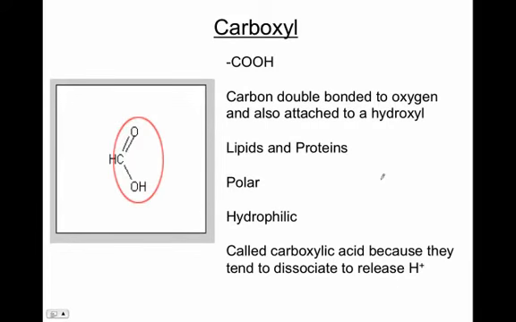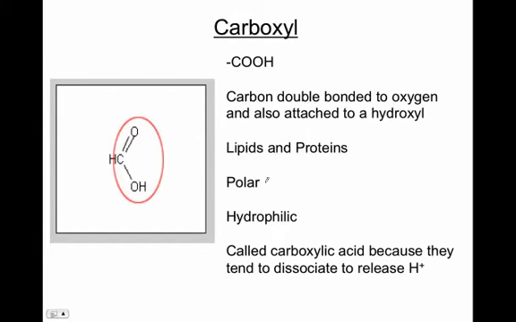Okay, next functional group is called a carboxyl group. This is a very important functional group. This is carbon double bonded to oxygen and also to a hydroxyl group. So we're seeing here the carbon double bonded to oxygen like we had with the carbonyls, and then the addition of a hydroxyl group. These are going to be present in lipids. They form what we call the polar head on a fatty acid molecule, and then also we find them in proteins. They're a major part of the construction of an amino acid.